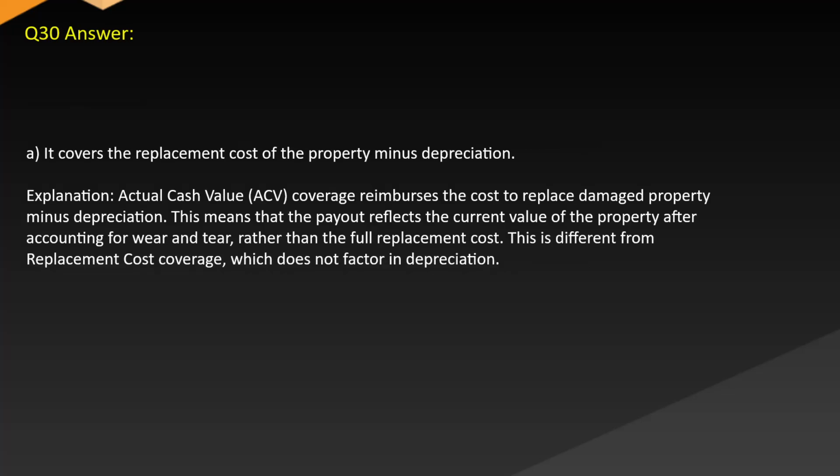Answer: A. It covers the replacement cost of the property minus depreciation. Explanation: Actual cash value (ACV) coverage reimburses the cost to replace damaged property minus depreciation. This means that the payout reflects the current value of the property after accounting for wear and tear, rather than the full replacement cost. This is different from replacement cost coverage, which does not factor in depreciation.